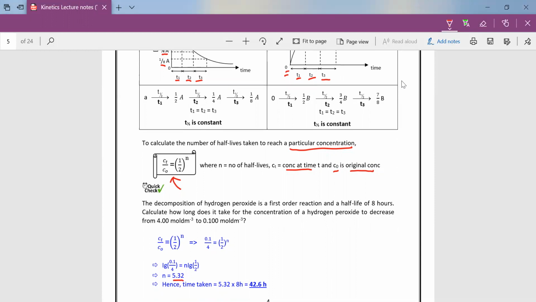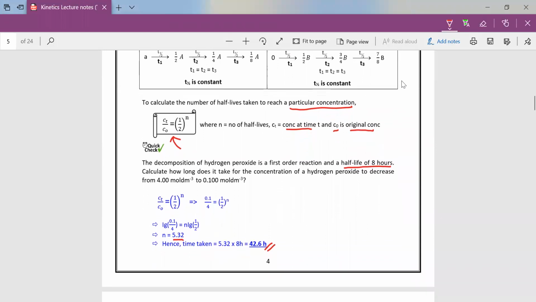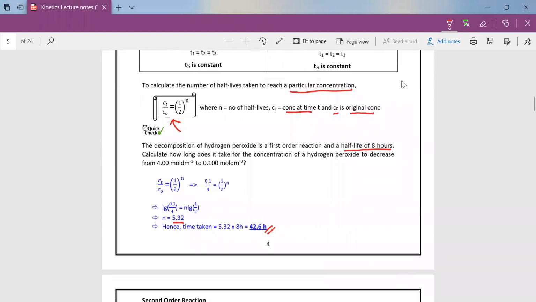It's 5.32. And because the question already told us the half-life is 8 hours, 5.32 half-lives will basically yield us 42.6 hours. So that's it for first order reaction.